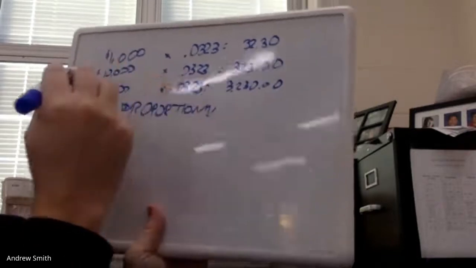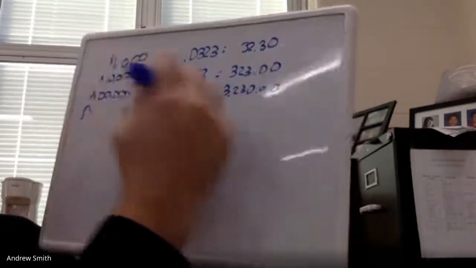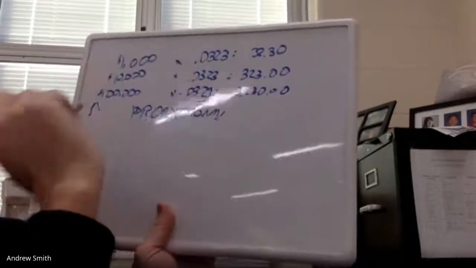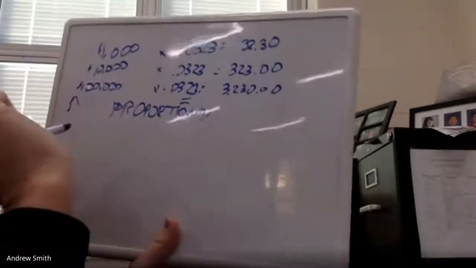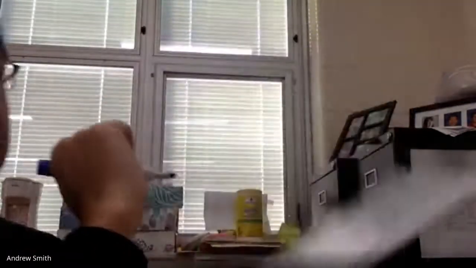So what ends up happening in a proportional tax is that as the income goes up, the tax rate stays the same. The amount people pay goes up, but the tax rate stays the same. So this is a proportional tax. So know, again, the difference between the benefit and the ability to pay principles and the difference between progressive, regressive, and proportional taxation.